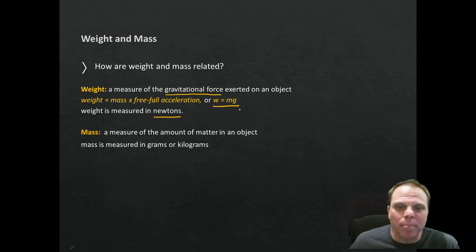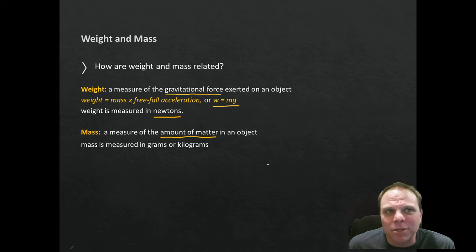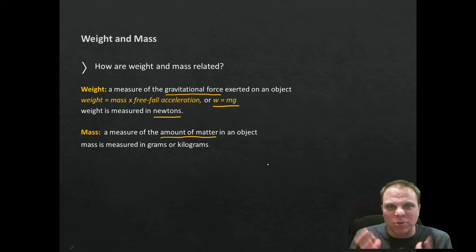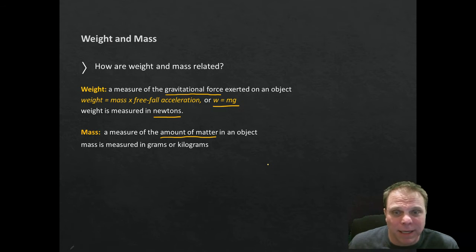And remember that mass is the amount of matter in an object. Remember, that's different than volume. We oftentimes have students confuse the difference between volume and mass. Volume is the amount of space that something might take up, but mass is the actual amount of matter in that substance, and it has nothing to do with the amount of space it takes up.